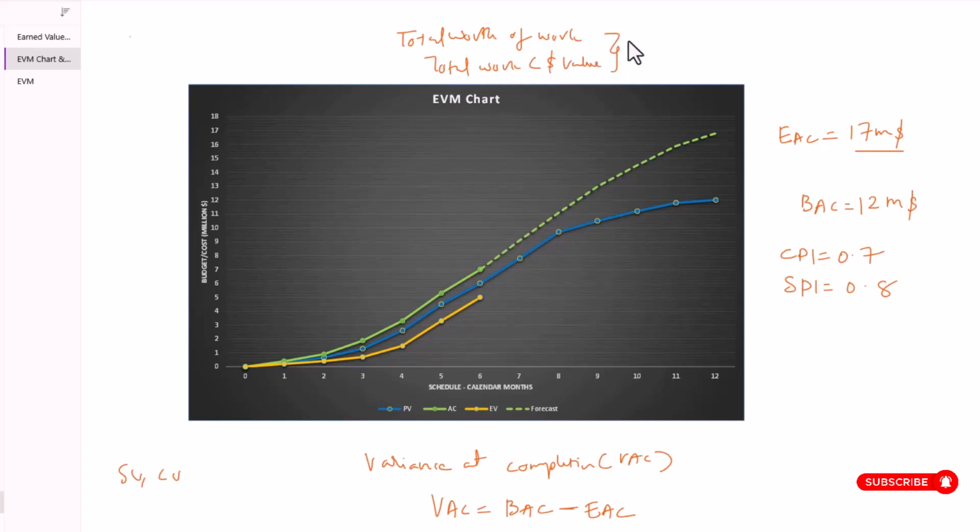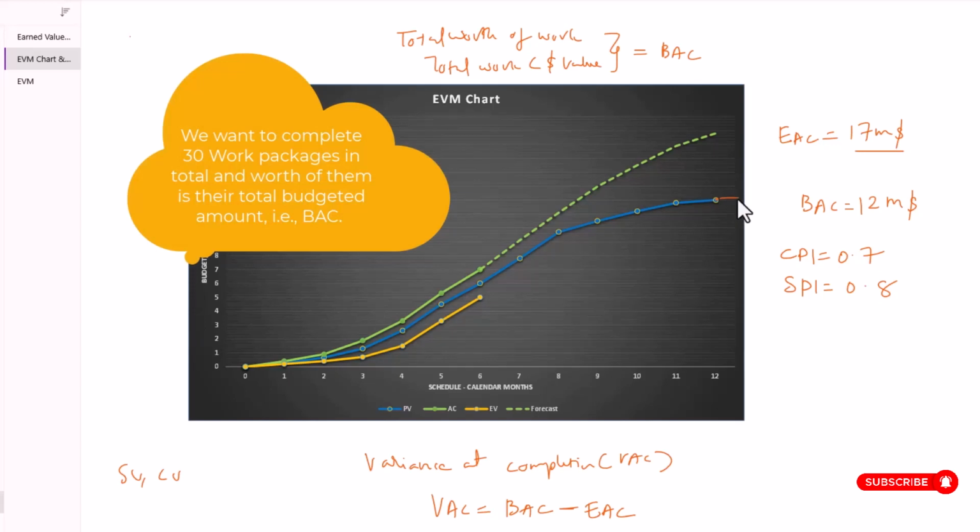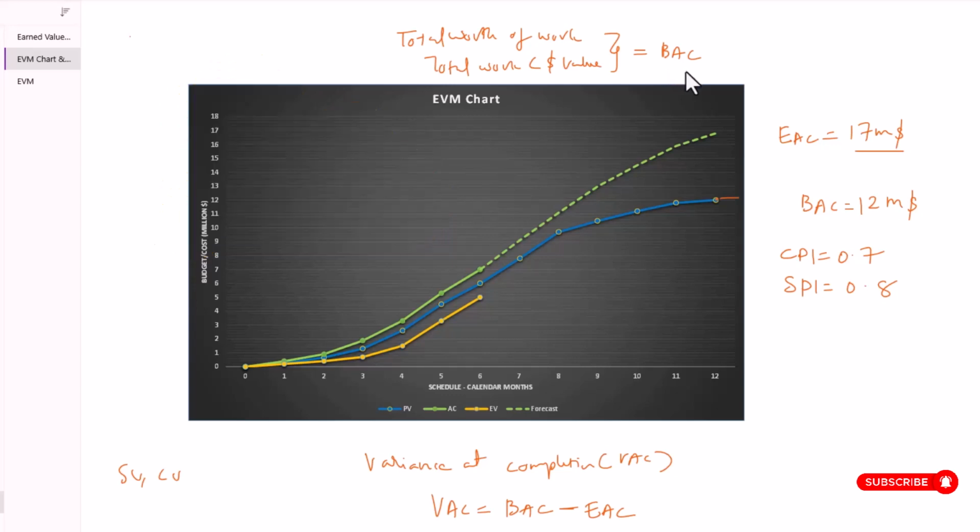This is about the total planned work, so that would be our BAC. You see here, this is the total planned work. We plan to accomplish some 20-30 work packages, and for that this is the budgeted amount we plan to spend. So your BAC represents the total work we need to accomplish in the project. Now we need to find out how much pending work we have, how much more work we need to accomplish. So for this, we first need to find out how much work we have actually accomplished so far, and that would be your earned value.